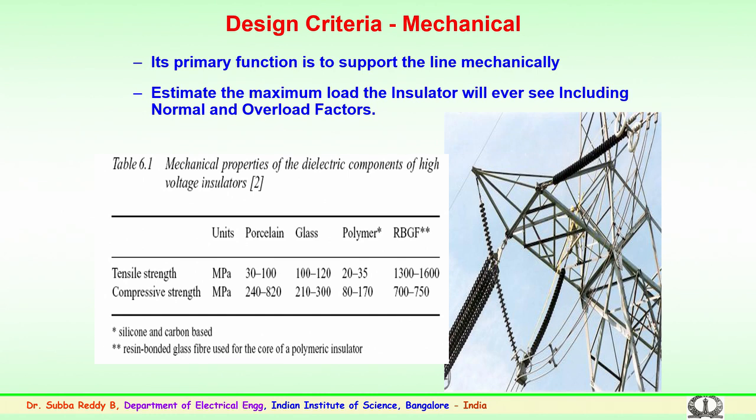So, the mechanical properties of the dielectric component of high voltage insulators, typically when we look into that, the mechanical strength of porcelain is somewhere around 30 to 100, for glass it is 100 to 120, polymer it is 20 to 35, and resin bonded material is 1300 to 1600. Resin bonded glass fiber, RBGF, is used for the core of the polymer insulator, which we were talking about, the fiberglass rod which is employed for the polymer insulator core. So, resin bonded glass fiber withstands a tensile strength of 1300 to 1600, and in case of compression, the mechanical strength requirement for porcelain is 240 to 820, glass 210 to 300, polymer 80 to 170, and 700 to 750 in case of the resin bonded glass fiber.